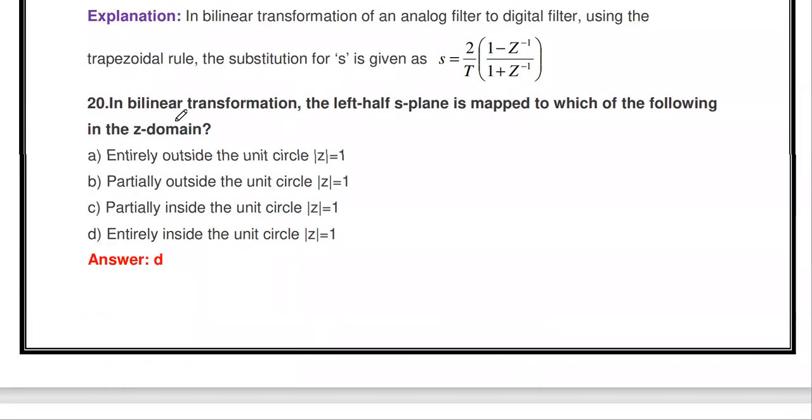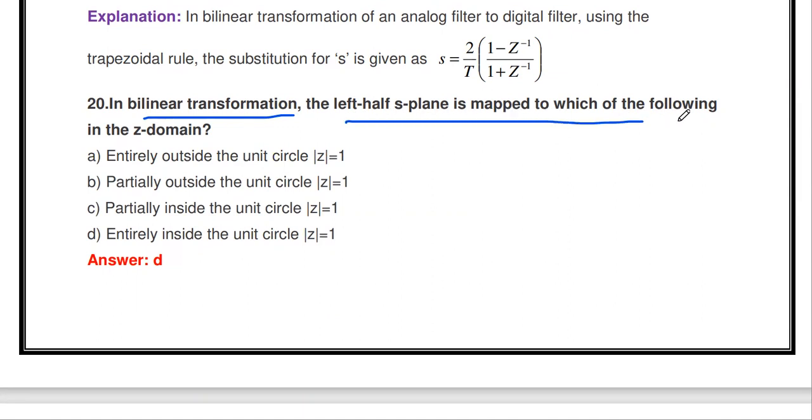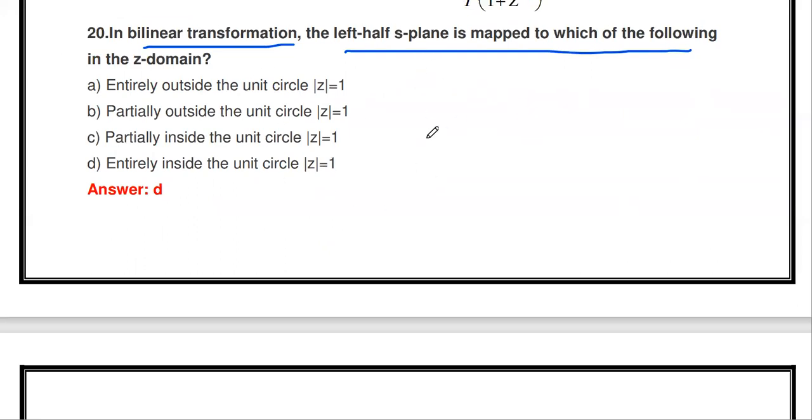Then the next one: in bilinear transformation, the left half s plane is mapped to which of the following in the z domain? Already you know the left half s plane is mapped inside the unit circle, modulus of z equal to 1, in order to design a stable filter. So the left half values are mapped entirely inside the unit circle in the z plane, and a right half s plane value is mapped outside the unit circle.